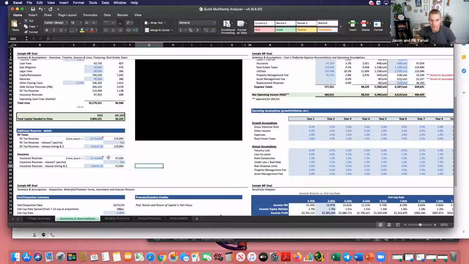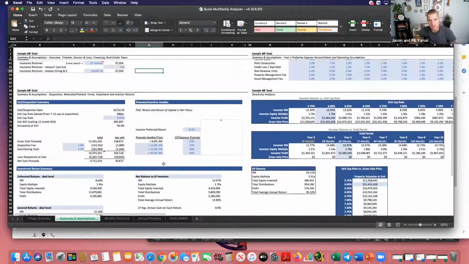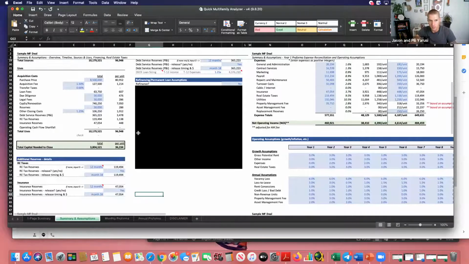So this is one of the things here that's going to be highly beneficial, because instead of you having to guess how to put the reserves in and how they're going to be allocated later, we add in a feature here where you can show the reserves being held for whether it be 12 months or 6 months or 18 months.